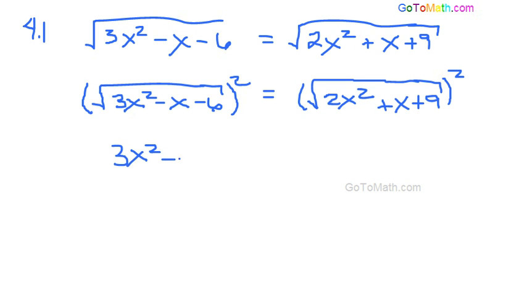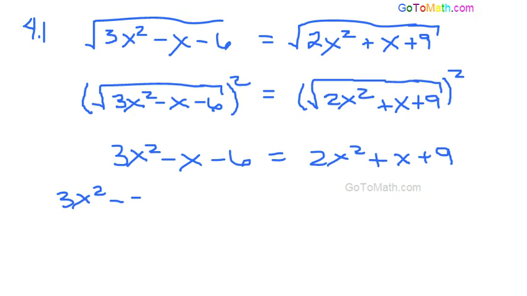3x squared minus x minus 6 is equal to 2x squared plus x plus 9. Now, let's get this in a quadratic equation in standard form. We're going to take the 2x squared over to the left. So we got 3x squared minus 2x squared. We got minus x. Bring this x over to the left, that'll make that minus x. Then we got minus 6. Bring that 9 over and we got minus 9.